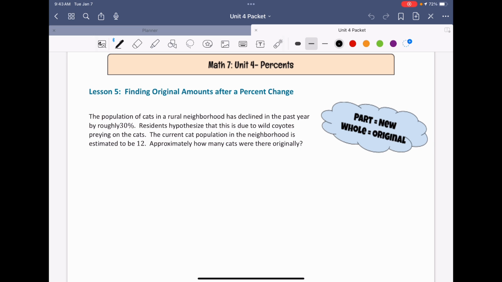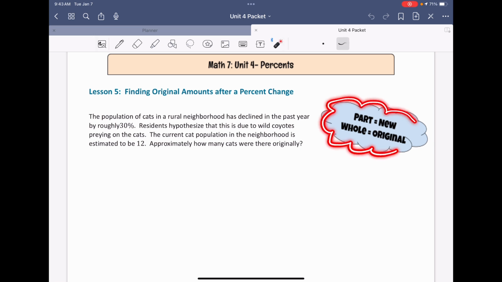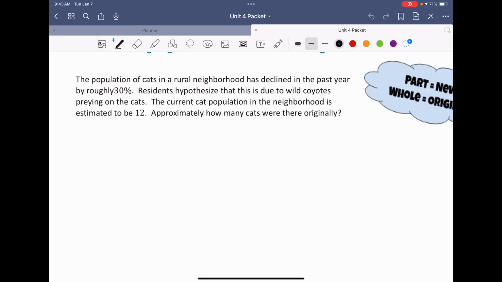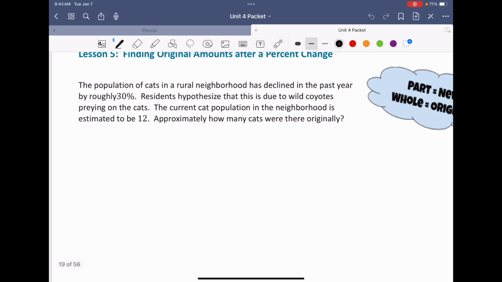Just as a reminder, in this little bubble over here, we have our key words: the part is going to represent the new amount and the whole is going to be the original amount. So it says, the population of cats in a rural neighborhood has declined in the past year by roughly 30%. Residents hypothesize that this is due to wild coyotes preying on the cats. The current cat population in the neighborhood is estimated to be 12. Approximately how many cats were there originally?